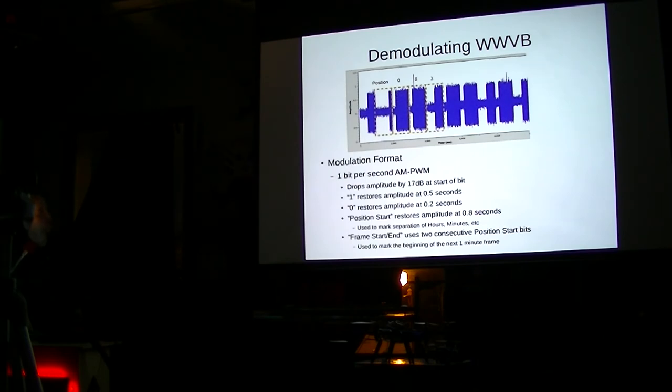The zero is low for 0.2 seconds, and then high for the remaining 0.8. 0.3 actually, I guess it's 0.3. No, 0.2 seconds low and restore for the remaining 0.8. And a 1 is low for half of a second and high for half a second. So it's a very simple modulation scheme. And then similarly, to get your overall frame start and end, they put one of these position bits at the end, and then there's another one that happens at the start. So when you see two of those back to back, that gives you the way to synchronize on the start of the frame.